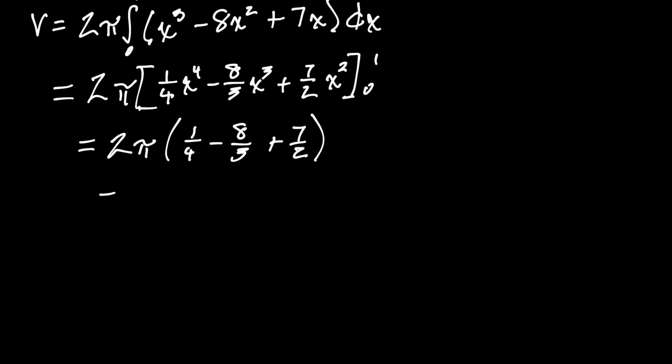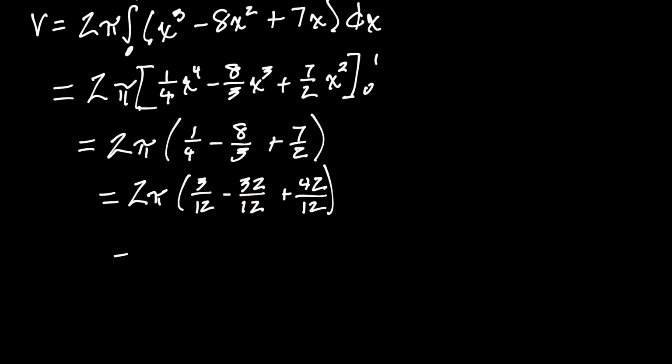So let's see, I'd have 2 pi times 3/12, minus 30 times 4, 32/12, plus times 6, 42/12. So go ahead and add all those 12ths up. So I see 42 minus 32 is 10, plus 3 is 13.